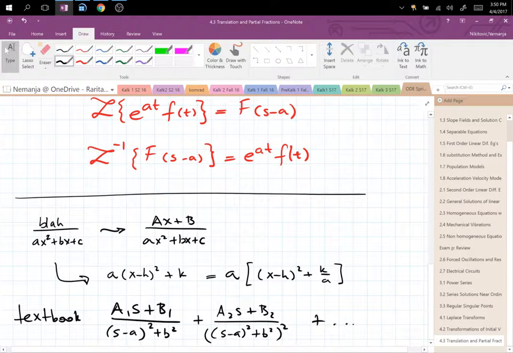So if you have s minus a, now s minus a could be s plus 3. A is negative 3 in that case, right? So that value for a could be anything. It doesn't have to be just a positive value for this to work.